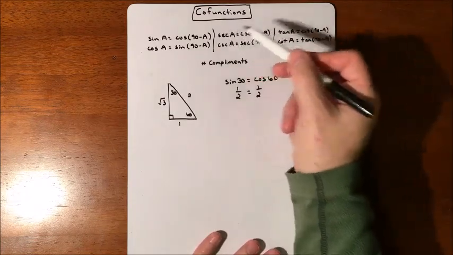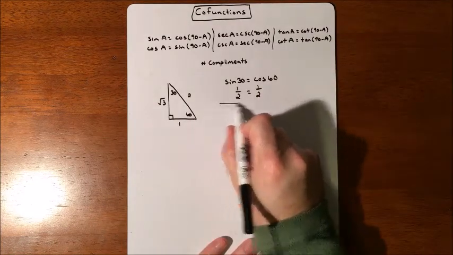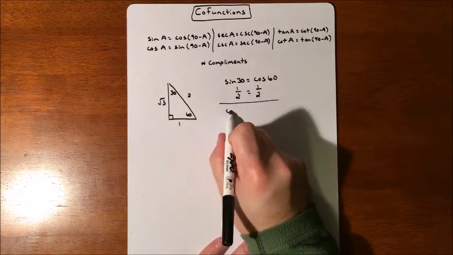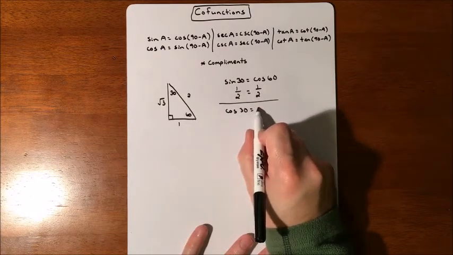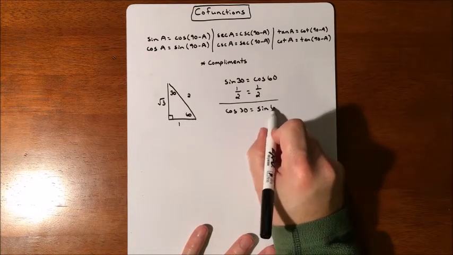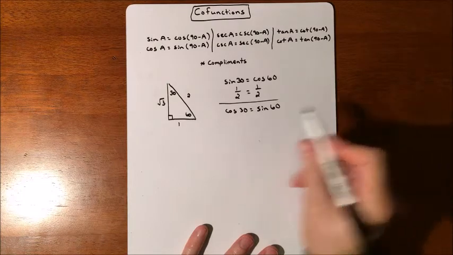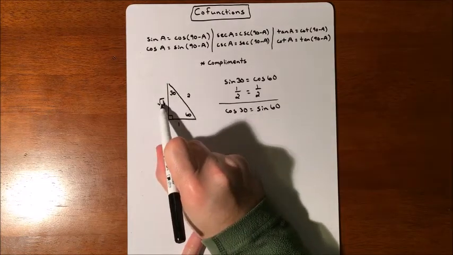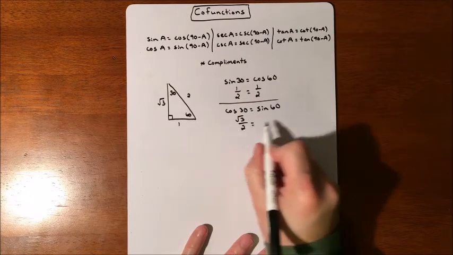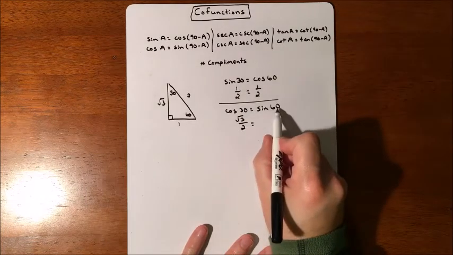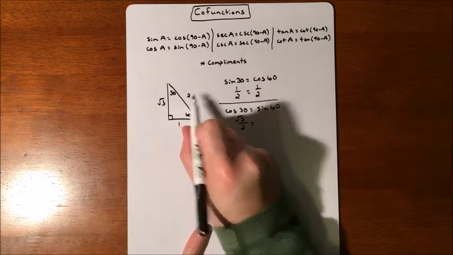We could do this with a secant, we can do it with tangents, we can do a lot of different things. So let's say we did cosine of 30. So cosine of 30 is supposed to be equal to sine of 60. They're complements. They should add up to 90, again, is what that means. So cosine of 30 is adjacent over hypotenuse. So that's root 3 over 2. And if this works, sine of 60 should also be root 3 over 2. So sine of 60 is going to be opposite over hypotenuse.